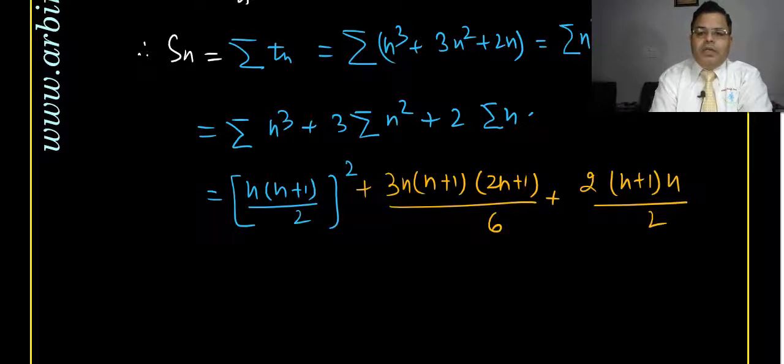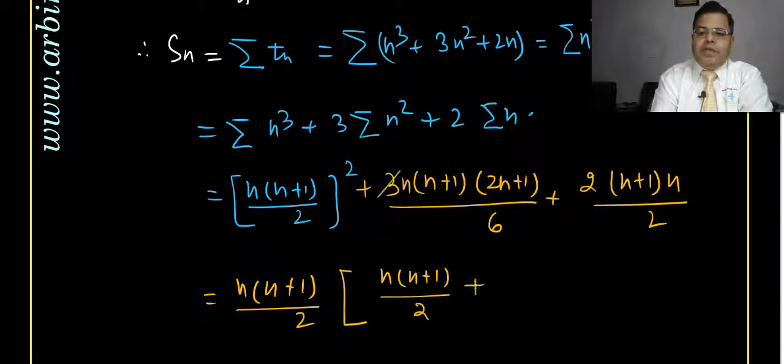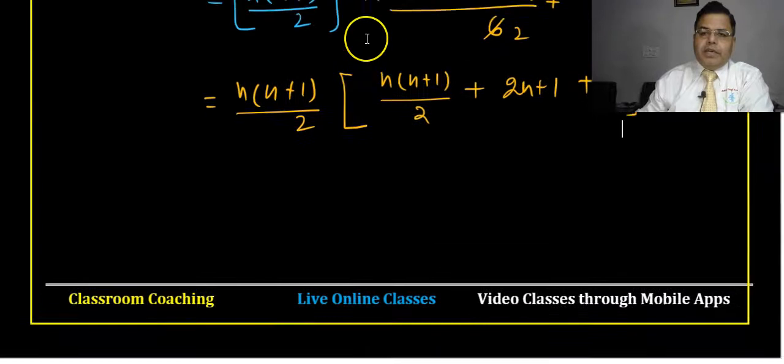by 2. So here easily we can take common n into n plus 1 by 2, because it is present in each one of the terms. Here it will be left n into n plus 1 by 2. There are 3 and 6, so 2 has been taken common, n into n plus 1 by 2 has been taken common, so only 2n plus 1 is left, and here all this has been taken common, so n into n plus 1, this is what is left.